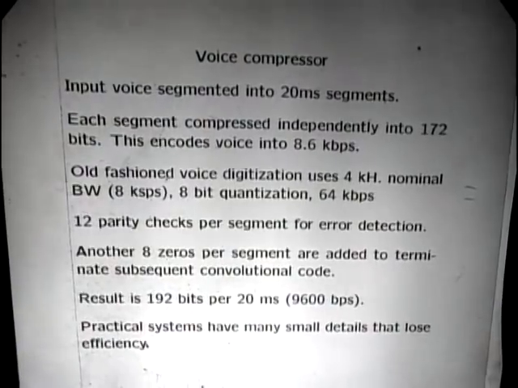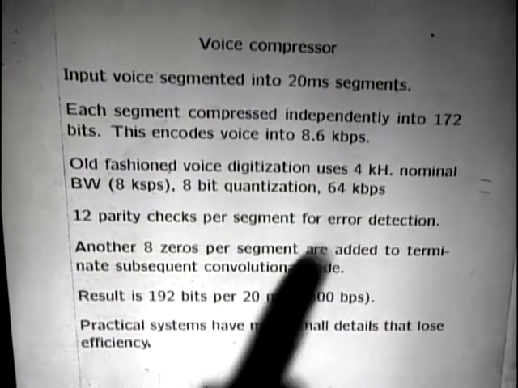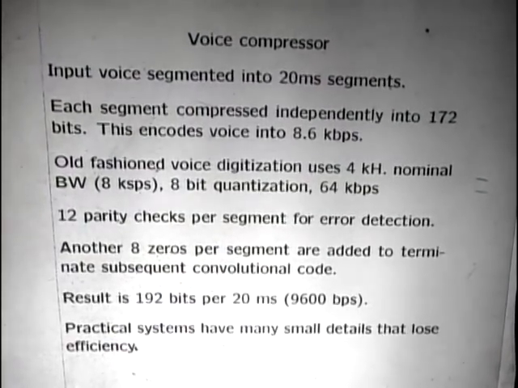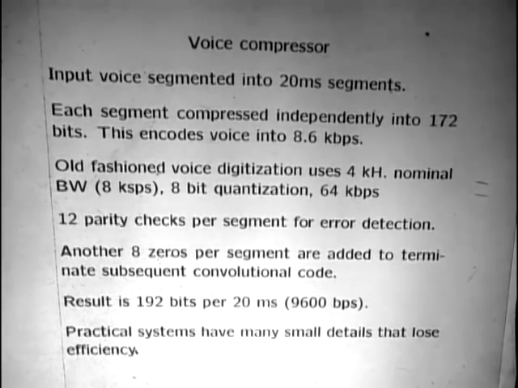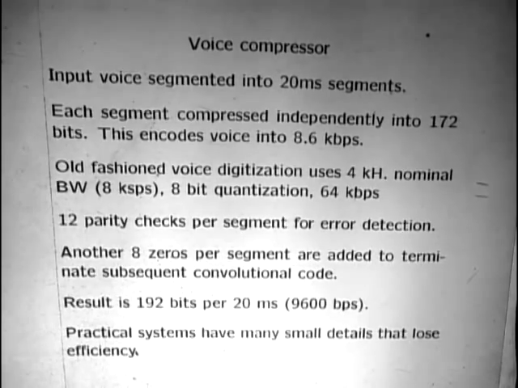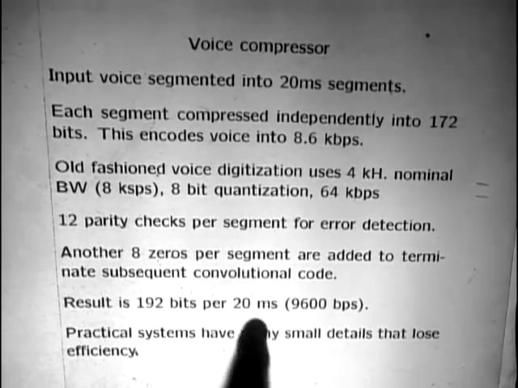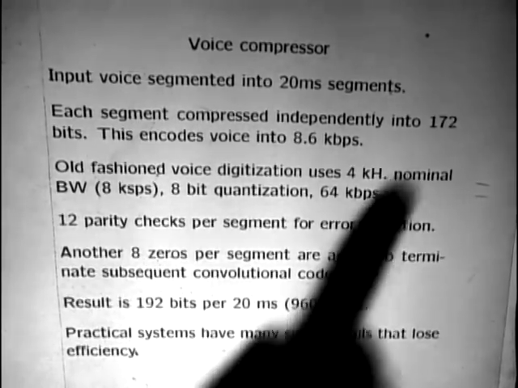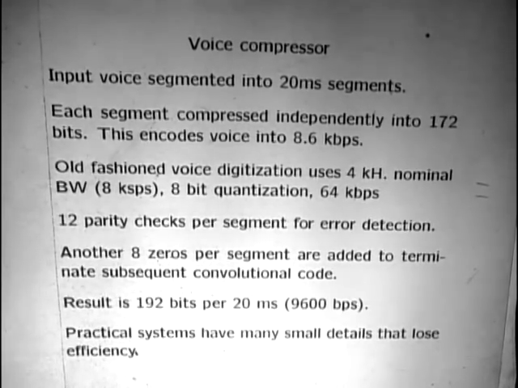There's an 8 zeros per segment that are added to this 172 bits as something which is called a terminator for the convolutional code. I might say a little bit about that, but not much. So what we've done is to add 12 bits and 8 bits to this 172 bits.